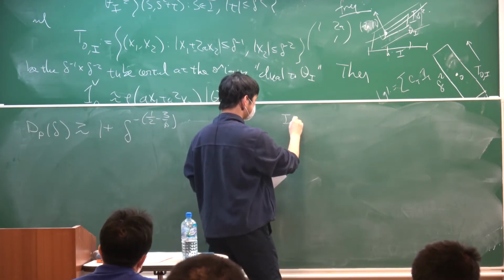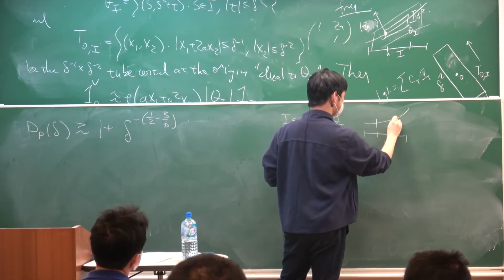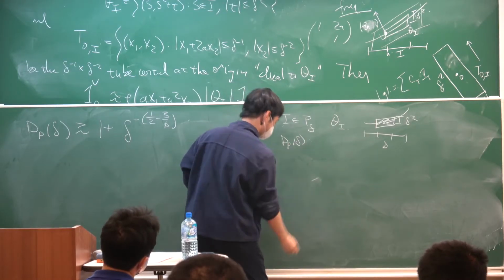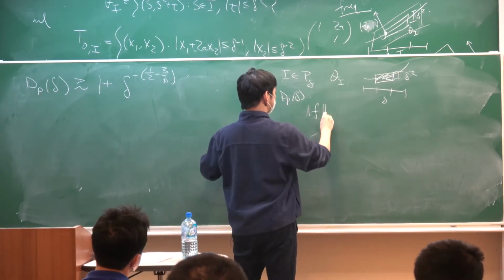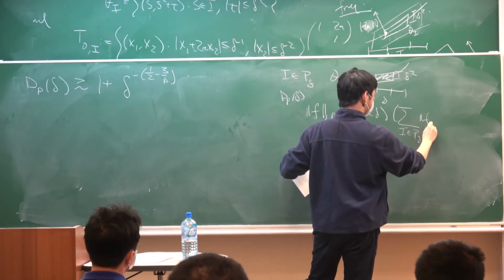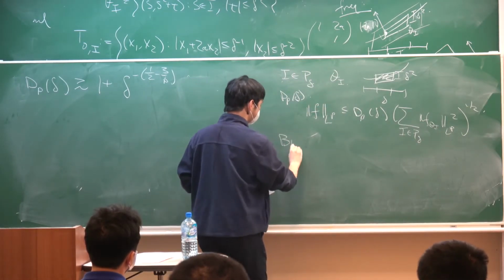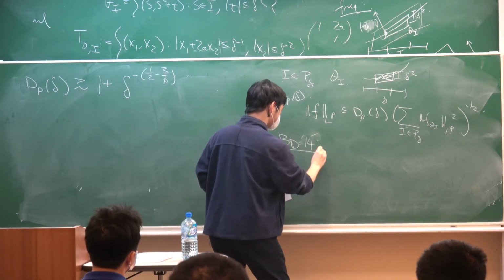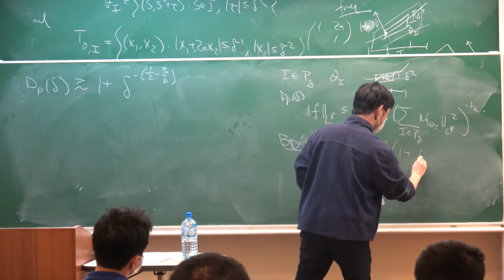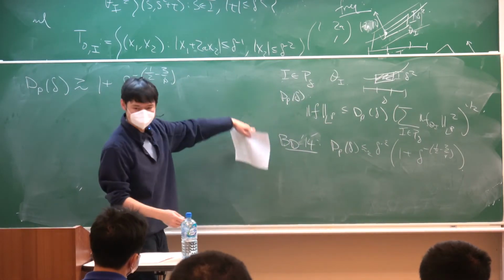So let's see, so I is in T delta, theta I is defined to be delta squared, and then dp is... okay. And then the Bourgain-Demeter result is that dp of delta... okay, so just to rehash quickly all the notation.